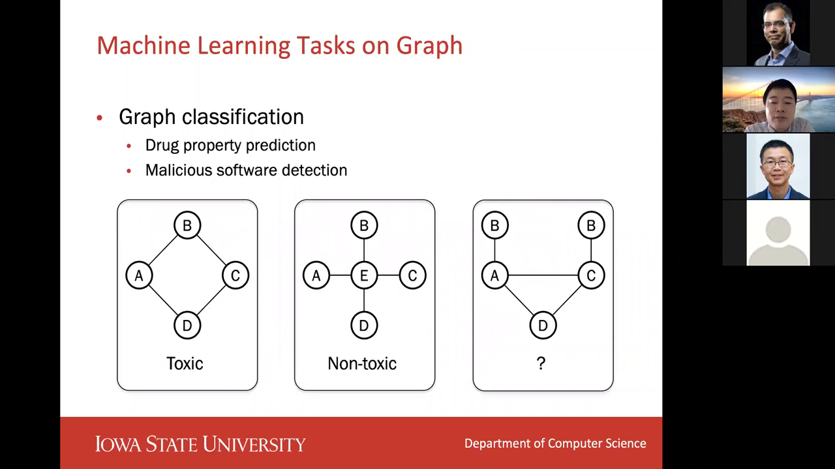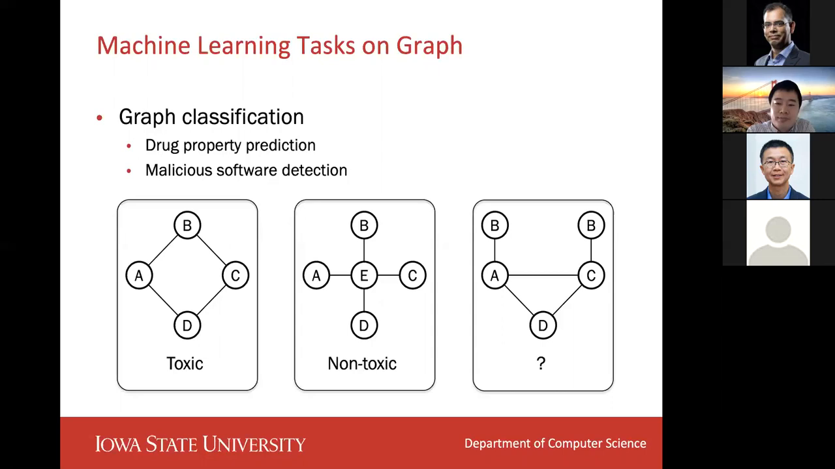The graph classification task would like to predict the label of the graph. The applications include drug property prediction and malicious software detection. In this example, we are given some chemical structures. The first structure is toxic, and the second one is non-toxic. So the problem is to determine if a new chemical structure is toxic or not.